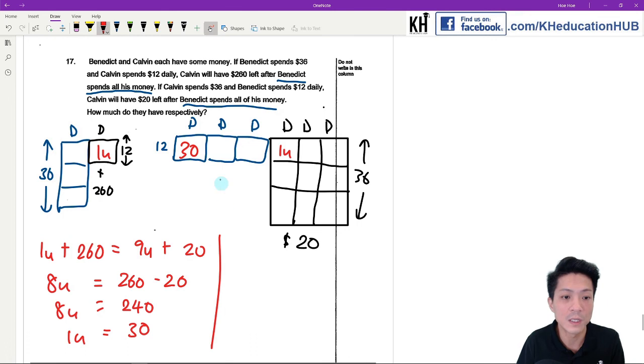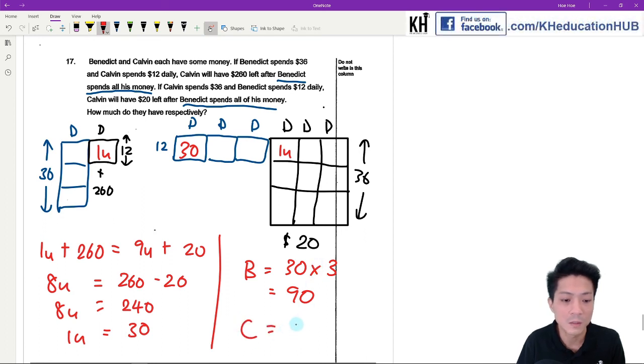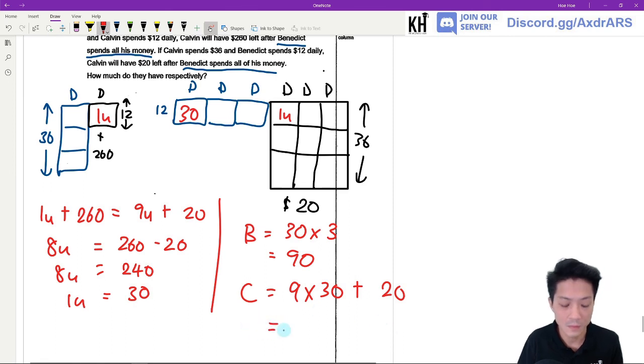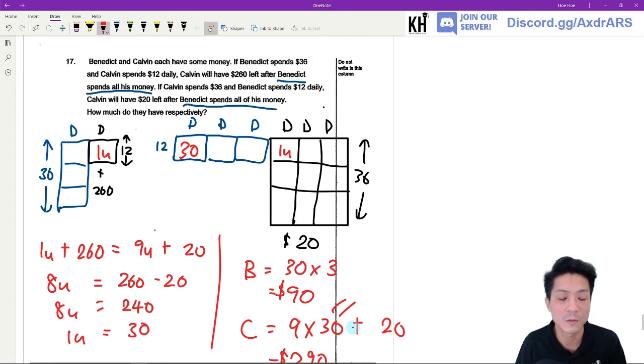So to calculate the amount of money that Benedict has, Benedict will be equal to 3 units, right? 3 blocks. 30 times 3 is 90. As for Kelvin, I can use the 9 units, which is 9 times 30, and then plus another $20. It's going to give me $290. So this is the answer for question 17.